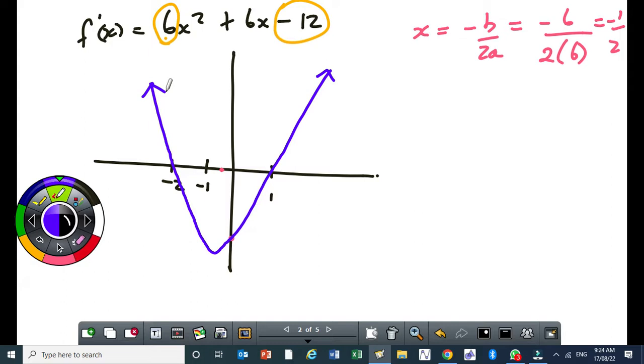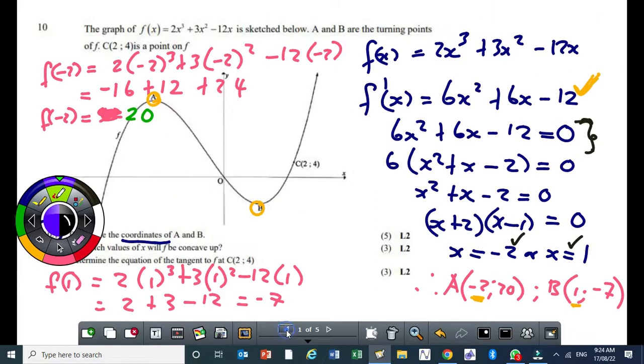Now, it's important for you to know that you see that x value which is equal to minus a half. It's also equal to the average of the x values at the turning points. Average value, that is, if I add x at a and x at b, and I divide by 2, I'll get that value. Am I right? Okay, I'm going to repeat what I said.